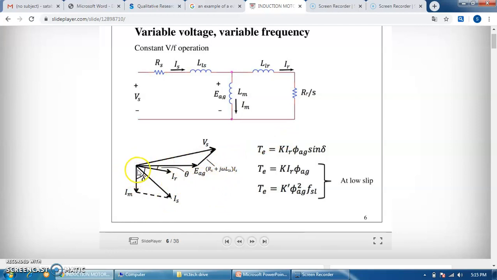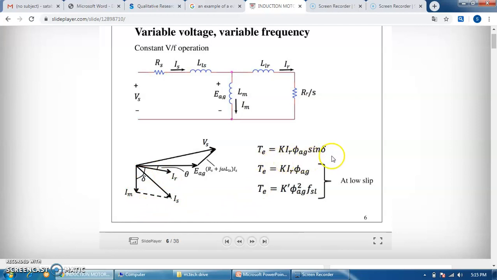Phasor diagram means in this phasor diagram, E or induced EMF is chosen as a reference. V is the supply voltage. This is the Rs plus j omega s into Is. That means this is the complex power, and this is the IR, that means current induced in the rotor circuit. This is the magnetizing current, and this is the stator current. So in between they are having an angle which is represented by delta.